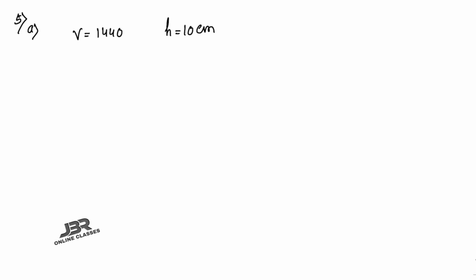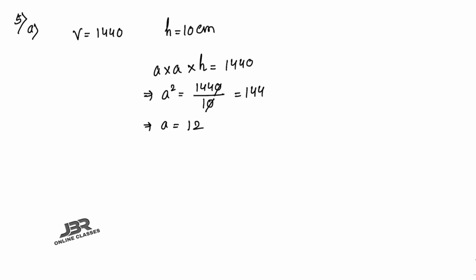As the cross section is a square, that means length and breadth are equal. In that case the volume formula will be A into A, as A is the length and A is the breadth, then into H, equal to 1440. So A square equals 1440 divided by 10, that is 144. So A equals 12, the square root of 144. So the side of the square equals 12. That is your answer.